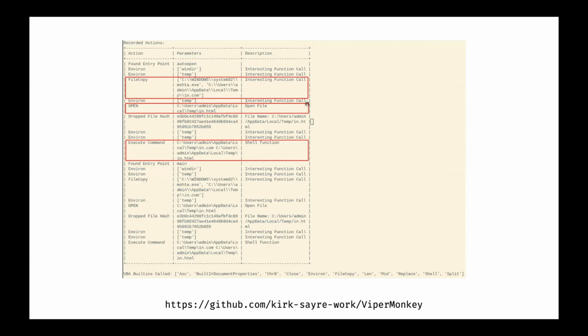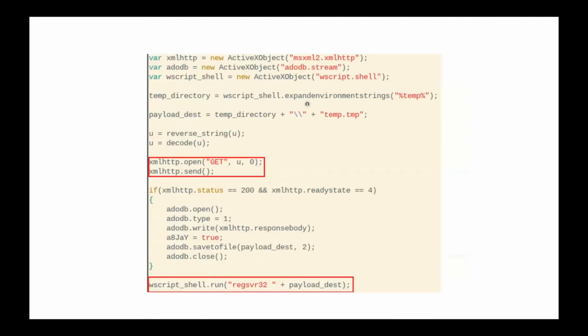And again, that in.html file is heavily obfuscated, but we can deobfuscate it, and that's the mind-numbingly dull work that my colleague did. And we end up with this. What this is, is an XML HTTP stream, which is a way on Windows of downloading files. And you can see we're going to do a GET request to a URL, which we passed as a parameter, which we reverse and then decode. And then we're going to save that as temp.temp, and then we're going to run it with regsvr32.